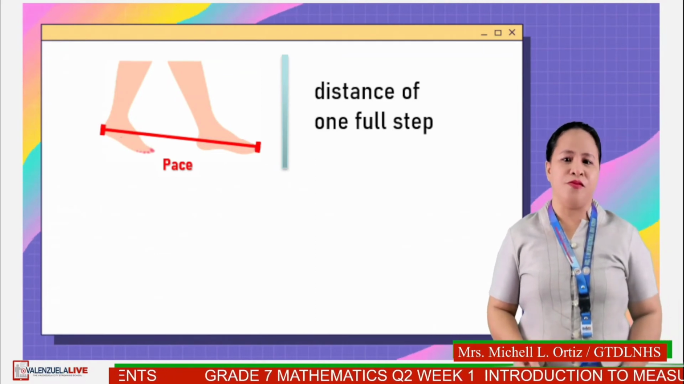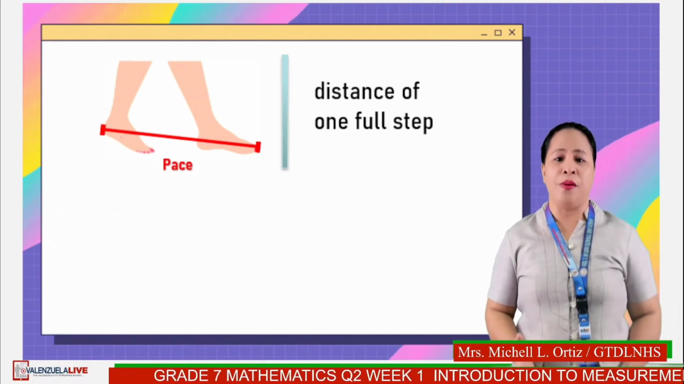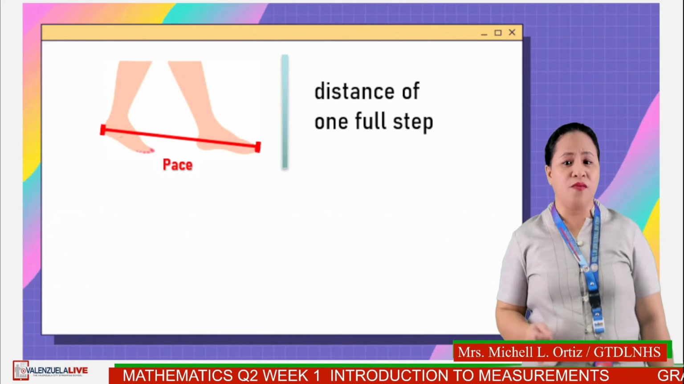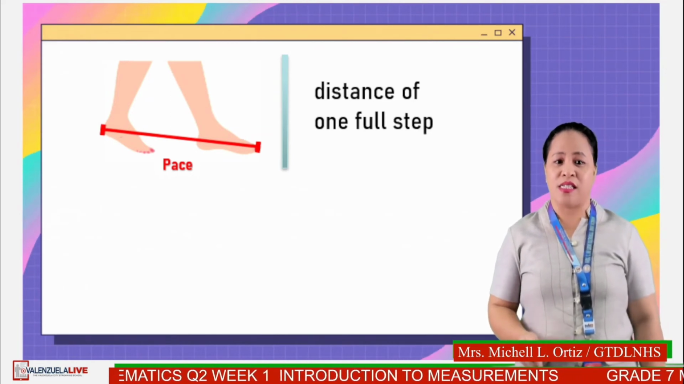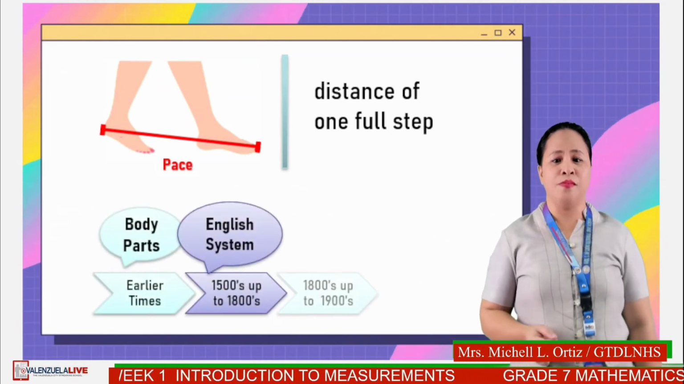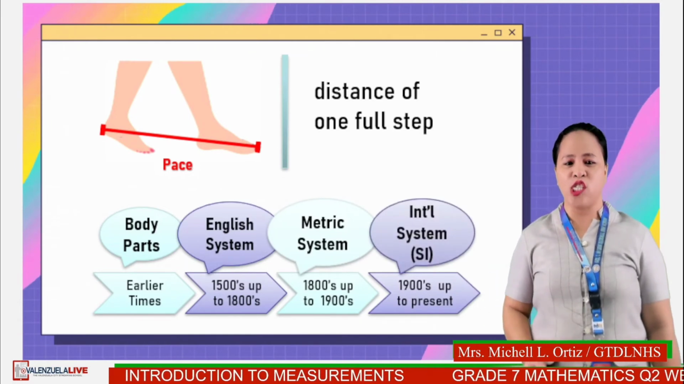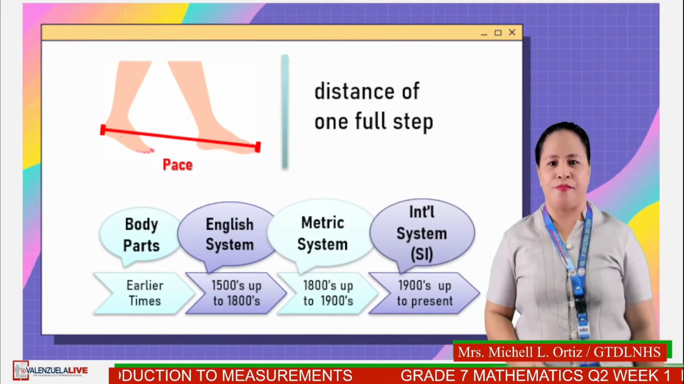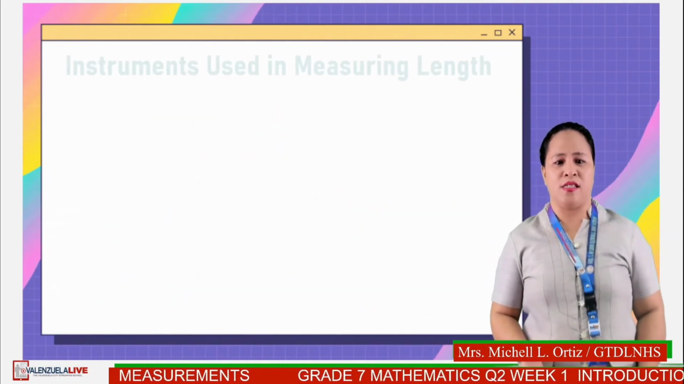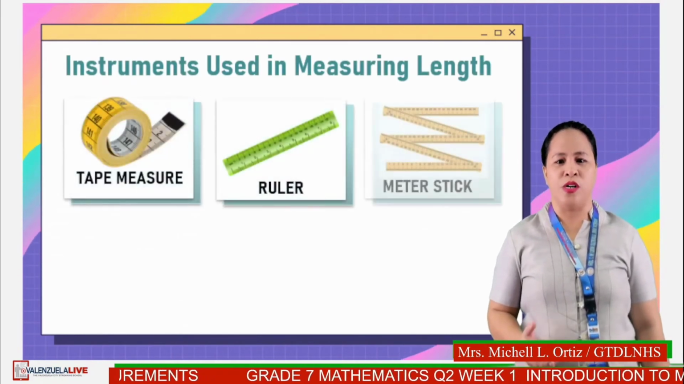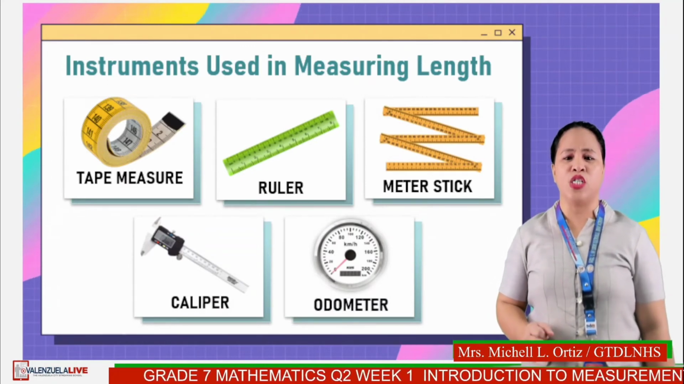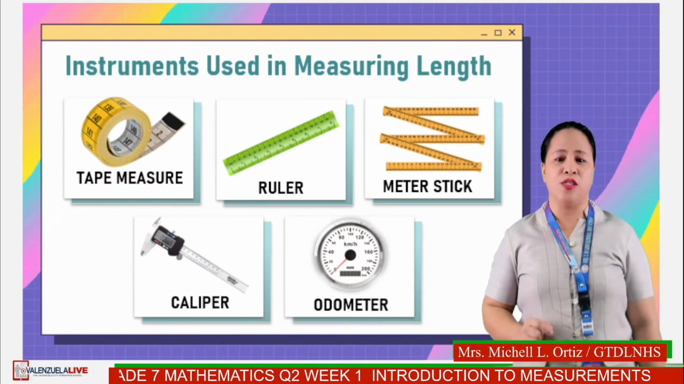Since every person has different body measures, using body parts in measuring will not give the same values, so standardized units were developed through time, from the English system to the metric system up to the international system or SI units. Some of the instruments used in measuring length are tape measure, ruler, mirror stick, caliper, and odometer. An odometer is an instrument used for measuring distance traveled by a vehicle.